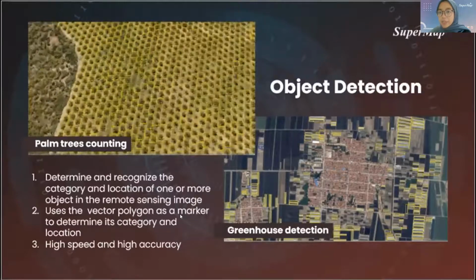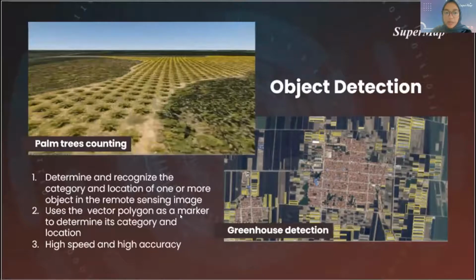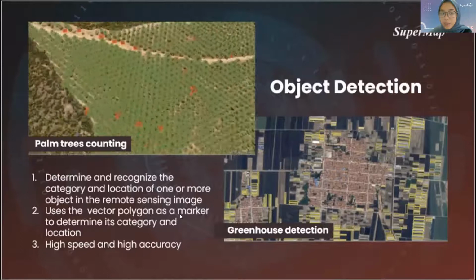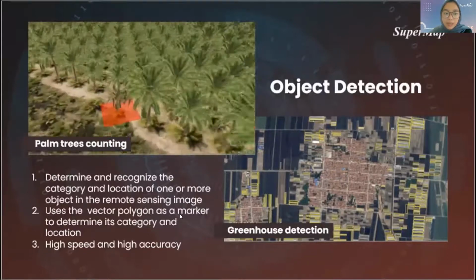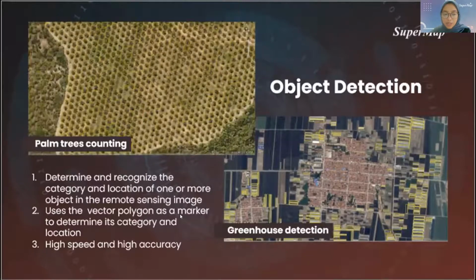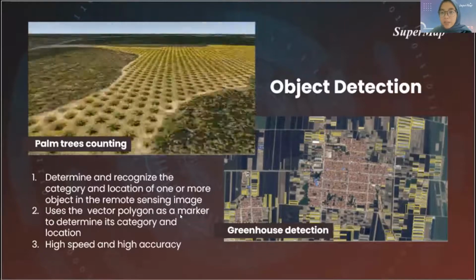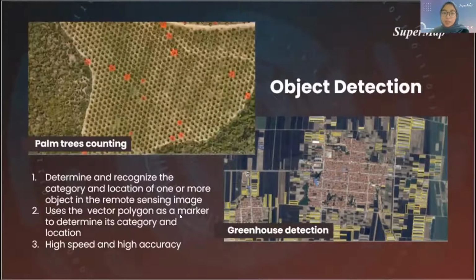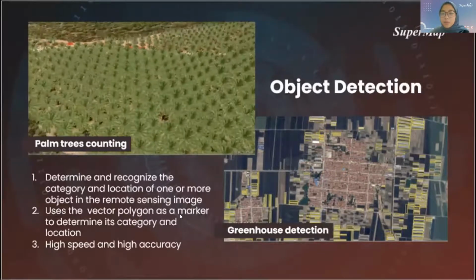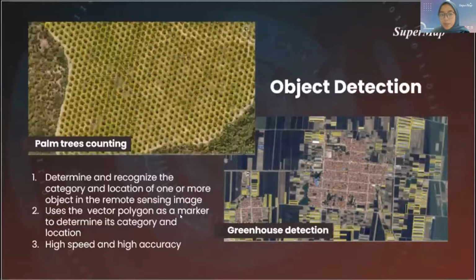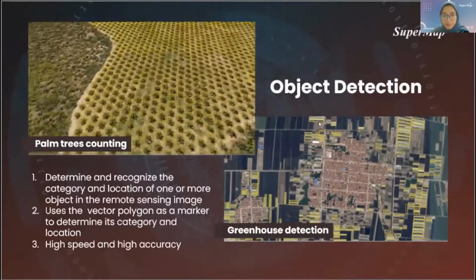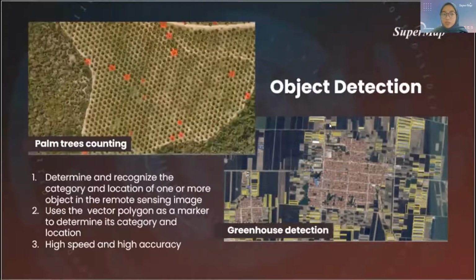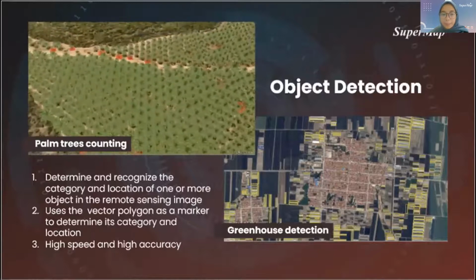So in a nutshell, this is the summary of the object detection in SuperMap. It will determine and recognize the category and location of one or more objects in the remote sensing image, and use the vector polygon as a marker to determine its category and location. And this is a high speed and high accuracy process. So the result will be in the form of distribution of points, or not points, but a kind of rectangular polygon of your object. And you can do the calculation to know the total number of your objects in your imagery.